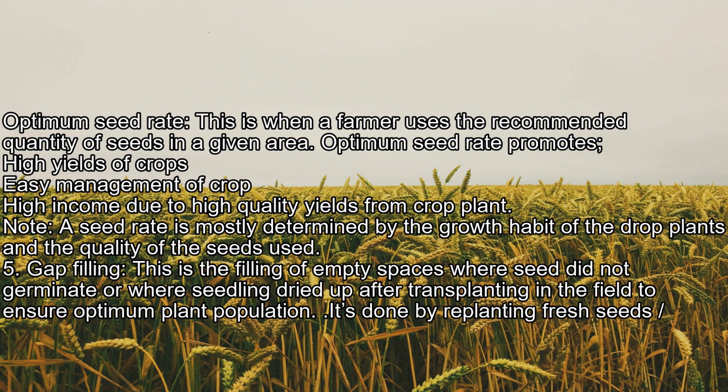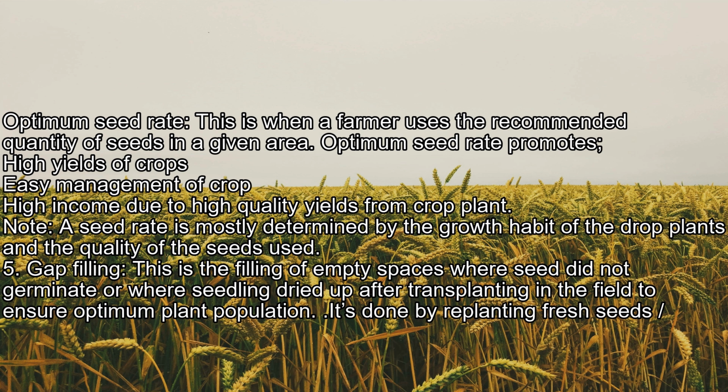Optimum seed rate, this is when a farmer uses the recommended quantity of seed in a given area. Optimum seed rate promotes high yields of crops, easy management of crop, high income due to high quality yields from crop plants. Note, a seed rate is mostly determined by the growth habit of the crop plants and the quality of the seeds used.